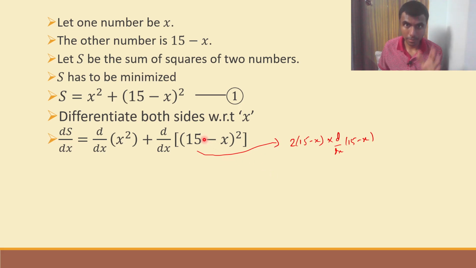Once again I am telling you, listen. The derivative of (15 minus x) whole squared: you can take it like this, you consider it like x squared. This is of the form x squared.